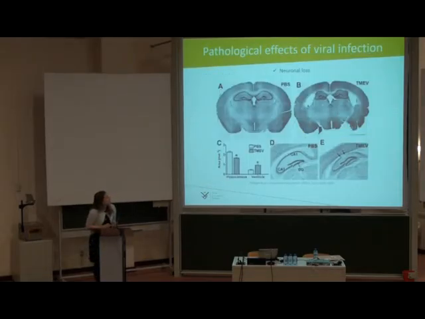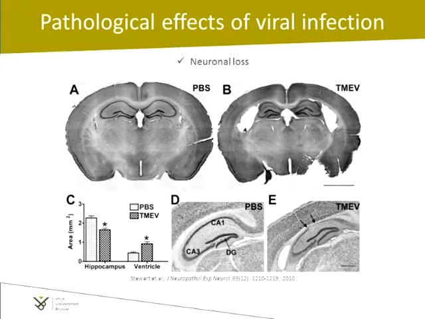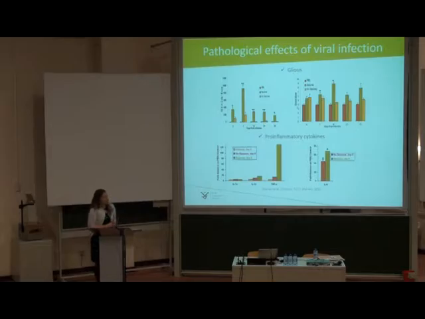Pathologically, this infection leads to different effects. First of all, there is neuronal loss that you can see, especially in the hippocampus, CA1 and CA2 pyramidal layers, while the dentate gyrus is almost intact. And this severe hippocampal damage corresponds to an enlargement of the lateral ventricles. Beside the neurodegeneration, they also observed gliosis.